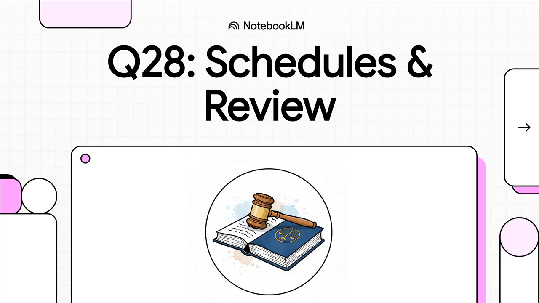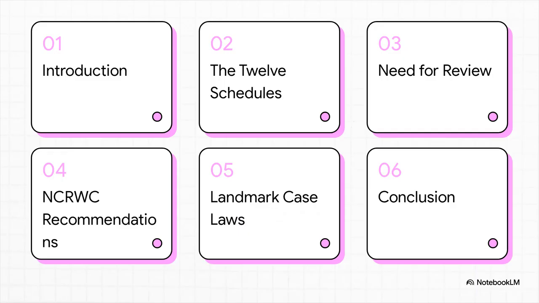Let's get straight into it. Students, take out your pens right now. I want you to write this exact synopsis on your very first page. 1. Introduction and definitions. 2. The 12 schedules. 3. Need for review. 4. NCRWC recommendations. 5. Landmark case laws. And finally, 6. Conclusion. Setting this up tells the KSLU evaluator you have absolute command over the subject before they even reach your first paragraph.